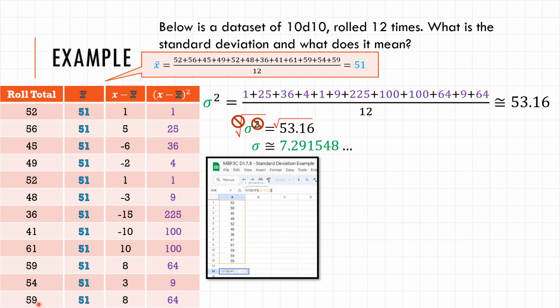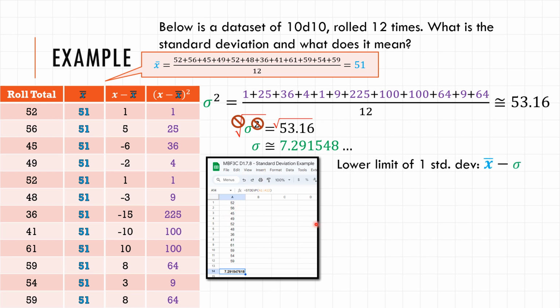An easier way to do this would just be to use a spreadsheet. If I just put all of my numbers into a spreadsheet, and then I use the formula STDEV.P, and I select inside the brackets all of these cells, and I press enter, it would tell me the exact same number that I have here, 7.291548, etc., etc. See how much faster this was? Spreadsheets are really, really useful for this reason. There's another formula, STDEV.S, which actually takes the standard deviation assuming that this is a sample. So it'll automatically divide by 11 instead of 12.